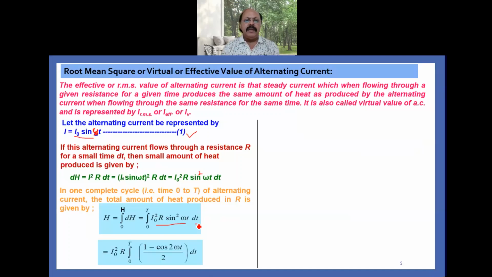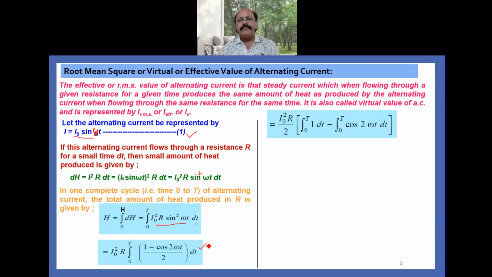Then this sine square omega t can be written as 1 minus cos 2 omega t upon 2. You know the formula cos 2 theta equal to cos square theta minus sine square theta. From that formula we can find sine square theta equal to 1 minus cos 2 theta upon 2, and theta is omega t. So we substitute here. We take outside I naught square R and integration 0 to T of 1 minus cos 2 omega t upon 2 dt. Now the integration becomes easy for you.